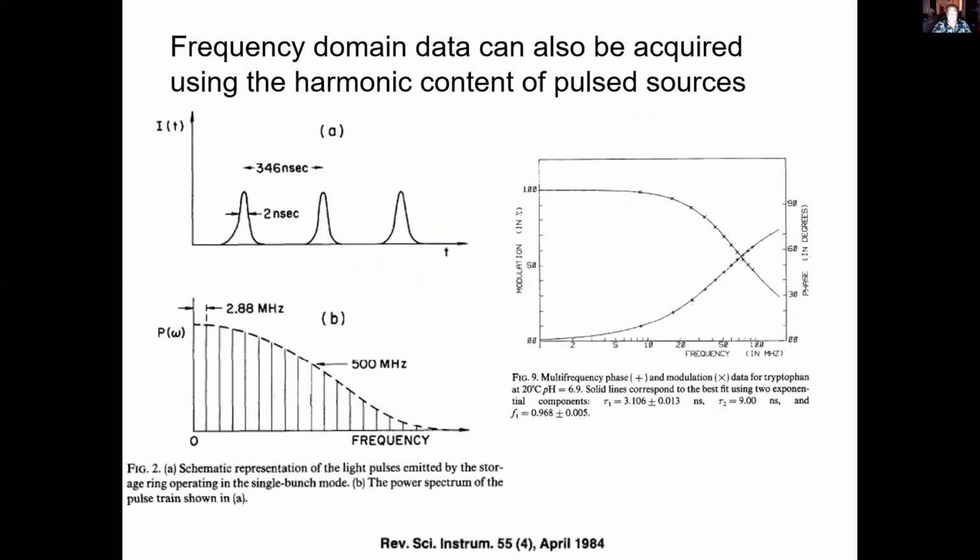If you have a repetitive pulse source and do a Fourier transform, you can get the harmonic content that would give rise to those pulses. This is actually in a paper I did with Enrico, where we used synchrotron radiation as the light source. It gives these pulses as bunches of electrons go around the big electron storage ring. You get these light pulses, and you can generate the frequency domain data from that.